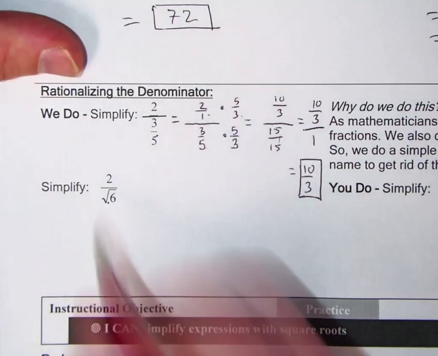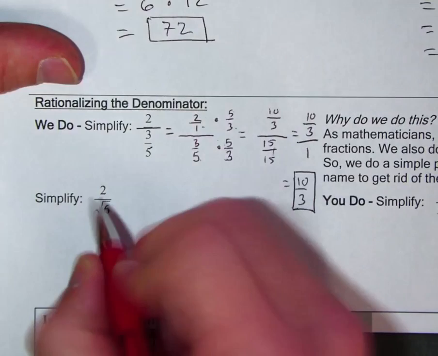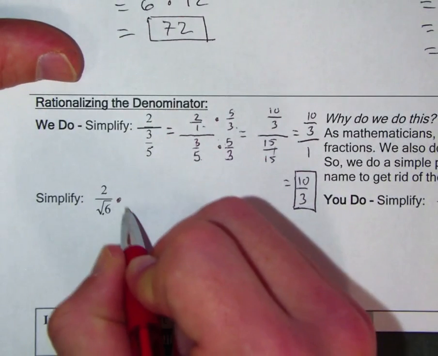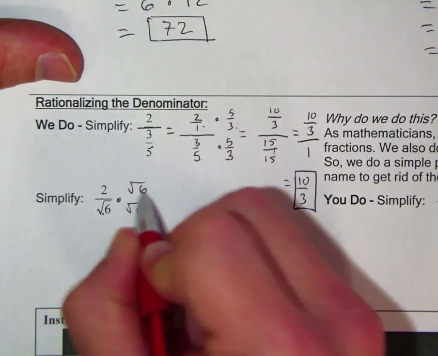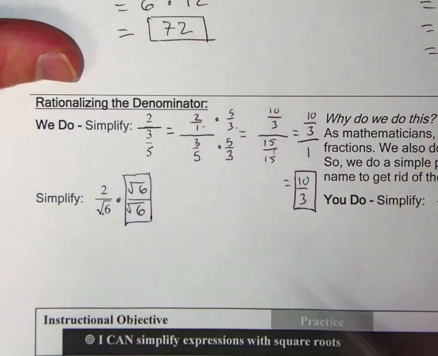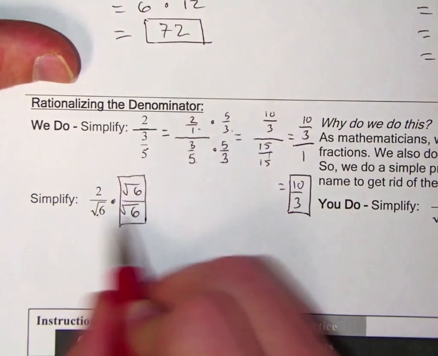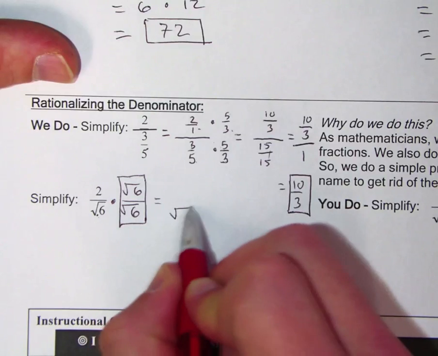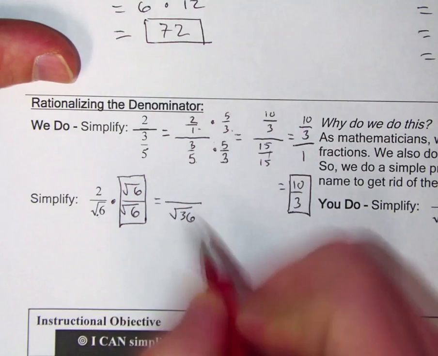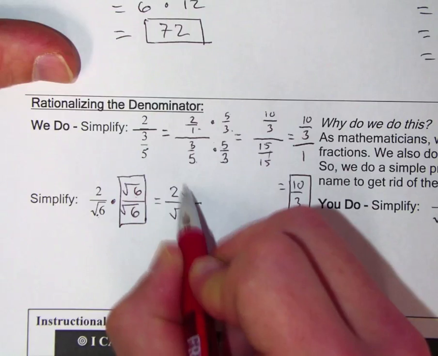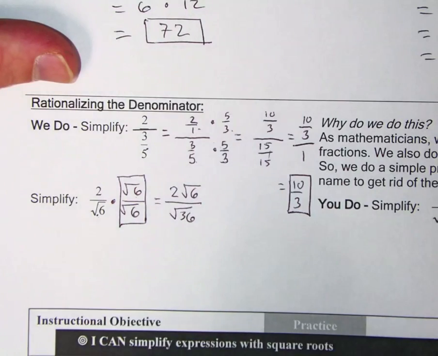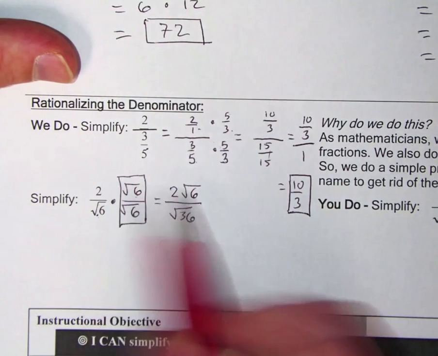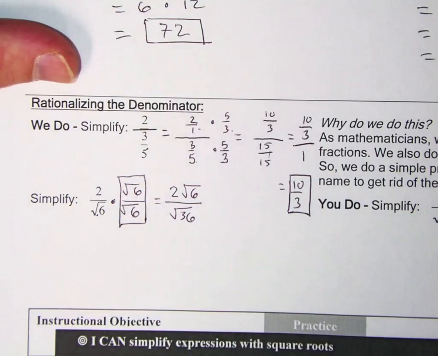Finally, you cannot leave a square root in the denominator, so the way you rationalize it is you multiply by whatever it is. Square root of 6 over square root of 6. That'll be the 1 that I multiply by. Square root of 6 times square root of 6 is square root of 36. 2 times square root of 6 is just 2 times square root of 6. If this was square root of 2, you could say square root of 12, but it's not.